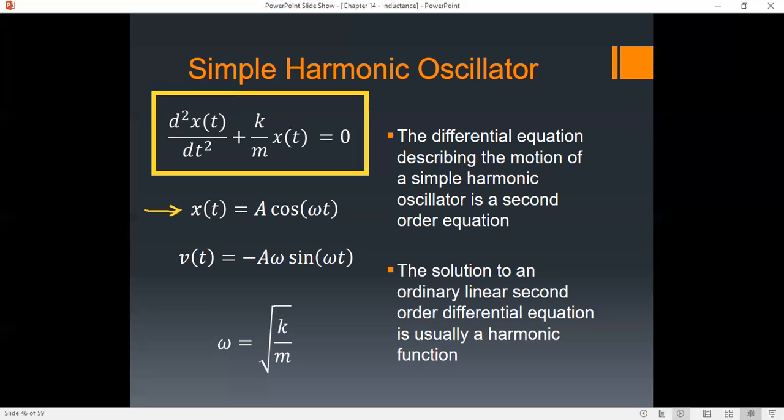solution here for the position of a simple harmonic oscillator is equal to the amplitude times cosine omega t. Omega is the angular frequency, where omega is equal to the square root of k over m. And again, this simple harmonic oscillator, the mass, is going to move up and down, and its velocity, which is the first derivative of position as a function of time, is going to go by sine.